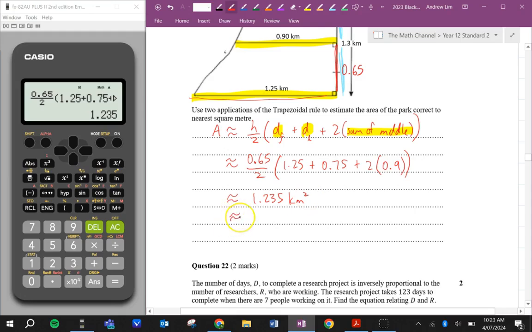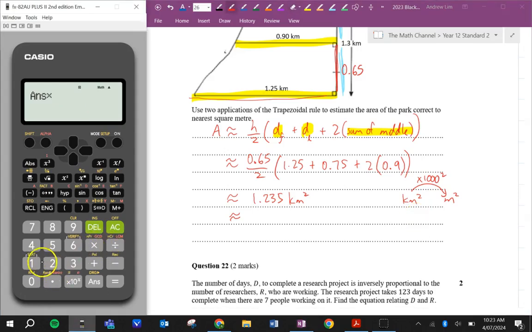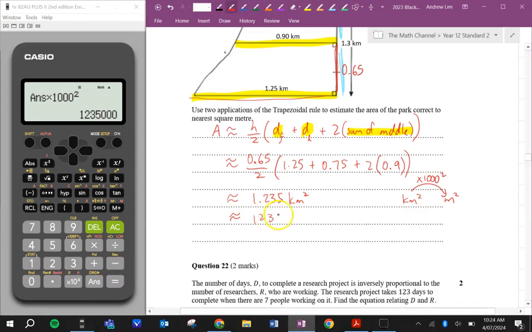Now the question says correct to the nearest square meter. So I might just convert this into square meters. So if I want to convert that from square kilometers into square meters, I need to times that by 1,000 squared. So let's times this by 1,000 squared, which is 1,235,000 square meters.